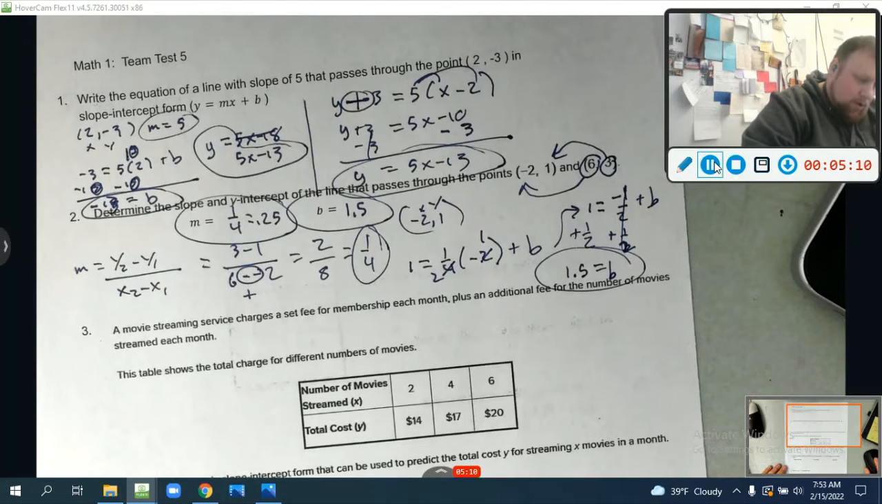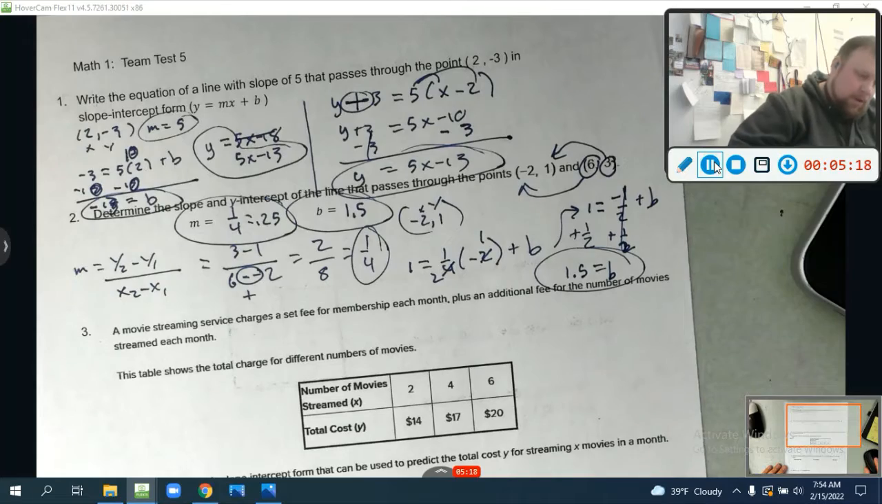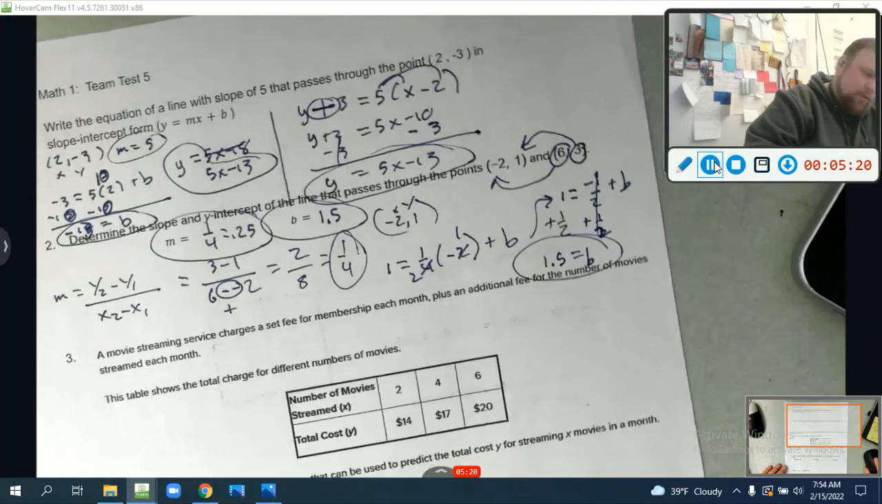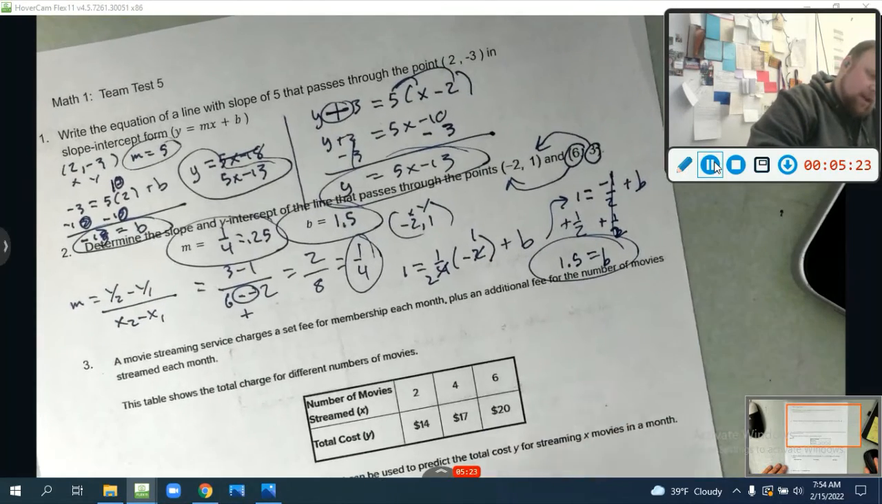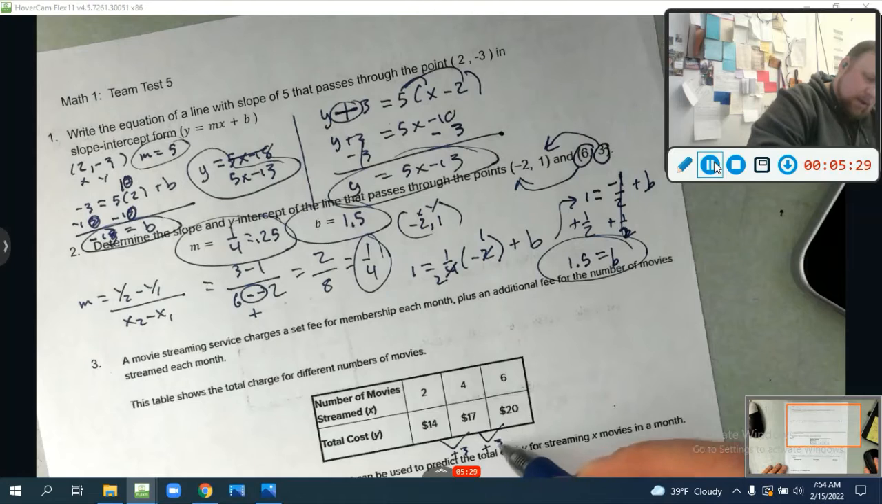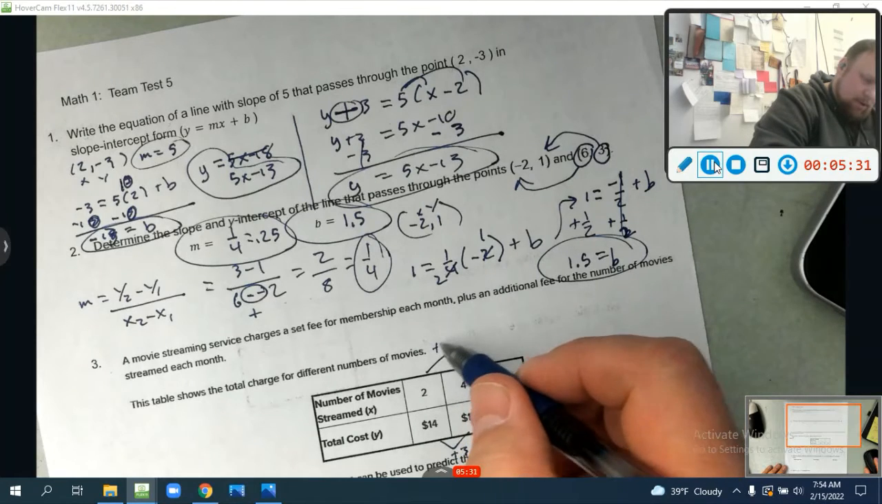Write an equation in slope-intercept form that can be used to predict the total cost Y for streaming X movies in a month. I'm going to use my point-slope form for this, okay? But first, I've got to find my change in Y over change in X. Notice this is going up by plus 3 each time, and this is going up by plus 2.